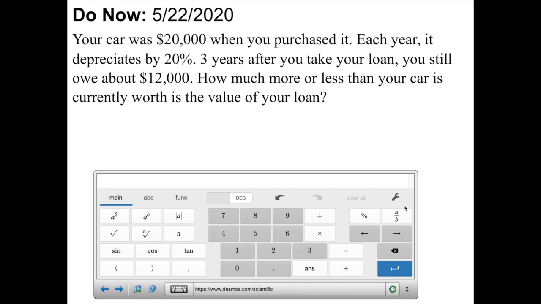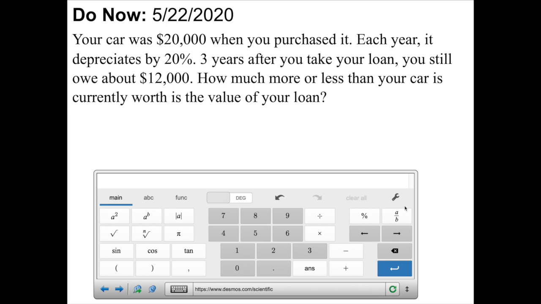So here's the situation. Your car was $20,000 when you purchased it. That's what it was valued at. Each year, it depreciates by 20%. 3 years after you take your loan, you still owe about $12,000. How much more or less than your car is currently worth is the value of your loan.